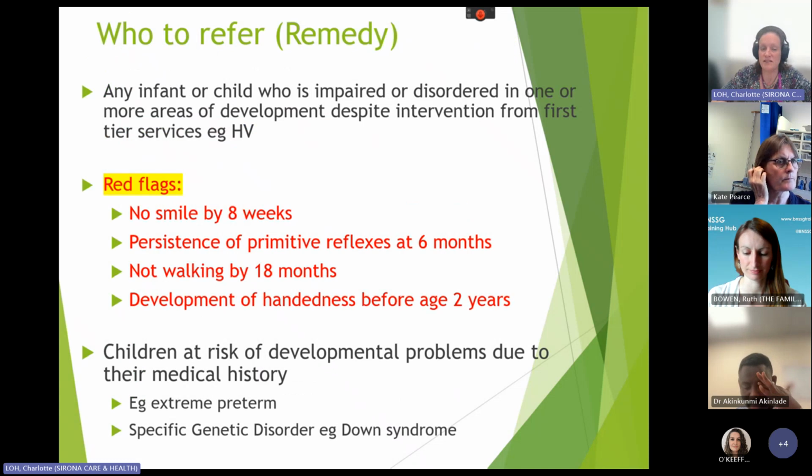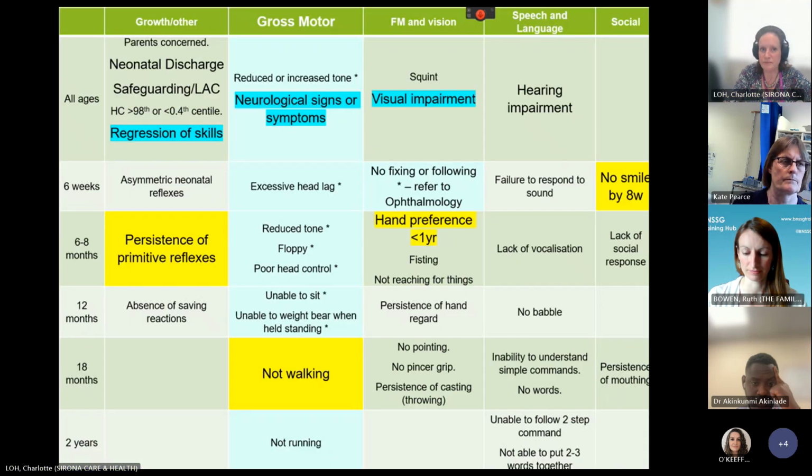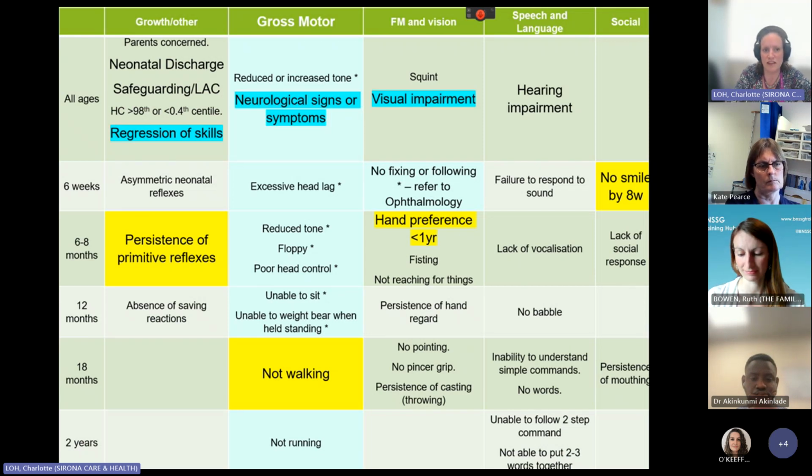And then looking at your Remedy site, the red flags listed here were no smile by 8 weeks, persistence of primitive reflexes, not walking by 18 months, and development of handedness. And then they also talked about extreme preterms and specific genetic disorders as being priorities. So I tried to summarise that, and that includes the information from the Evelina Hospital in this table, which seems to have slightly cut off from the edge. I do apologise. Essentially, the yellow ones are the ones that Remedy have picked up. The blue ones were the ones that we have picked up.